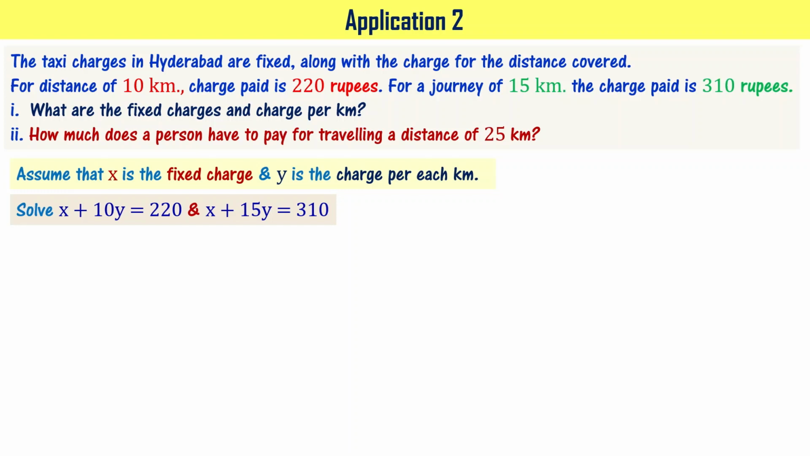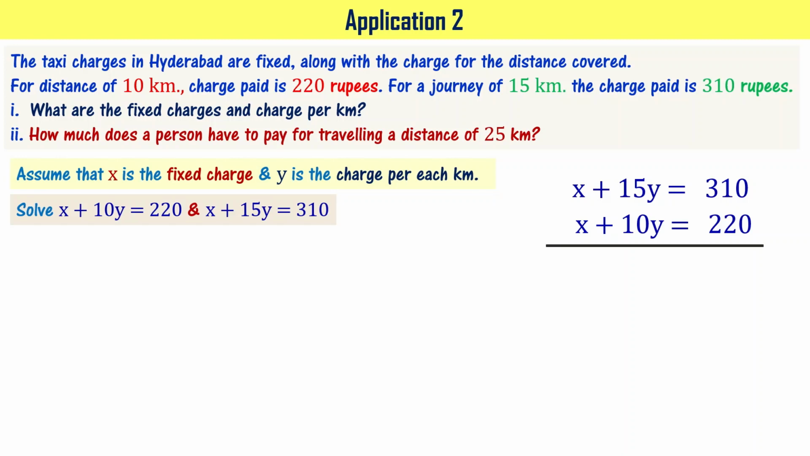Let's solve these two equations using the elimination method. When you write these two equations and observe, you see that the coefficient of x is the same, right? That is 1. So we can now subtract one equation from the other. When you do that, you get 5y equal to 90. It means y equal to 18, right?